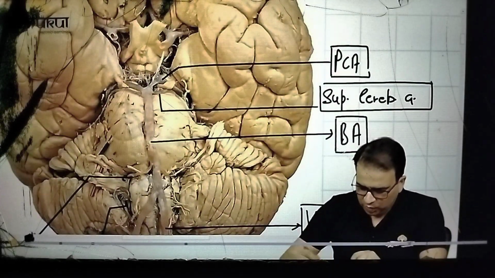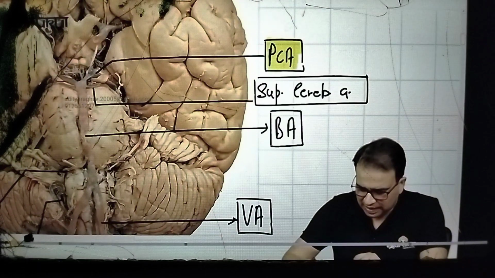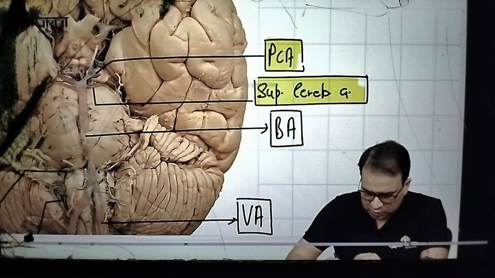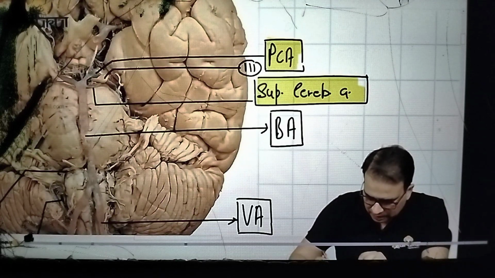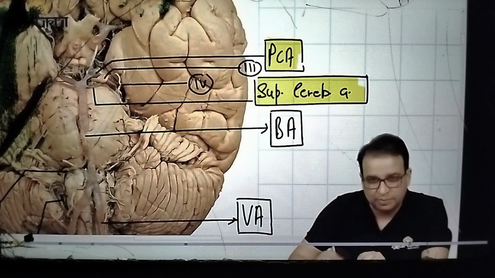Another important thing to note about the posterior cerebral artery and superior cerebellar artery is that between these two arteries, two important nerves can be seen coming out here. Now you can see this nerve, guys. This is the third nerve here. The third cranial nerve can be seen. And look at this, the thinnest cranial nerve, this one, that is the fourth cranial nerve. I hope you can appreciate that. The third nerve and the fourth nerve.